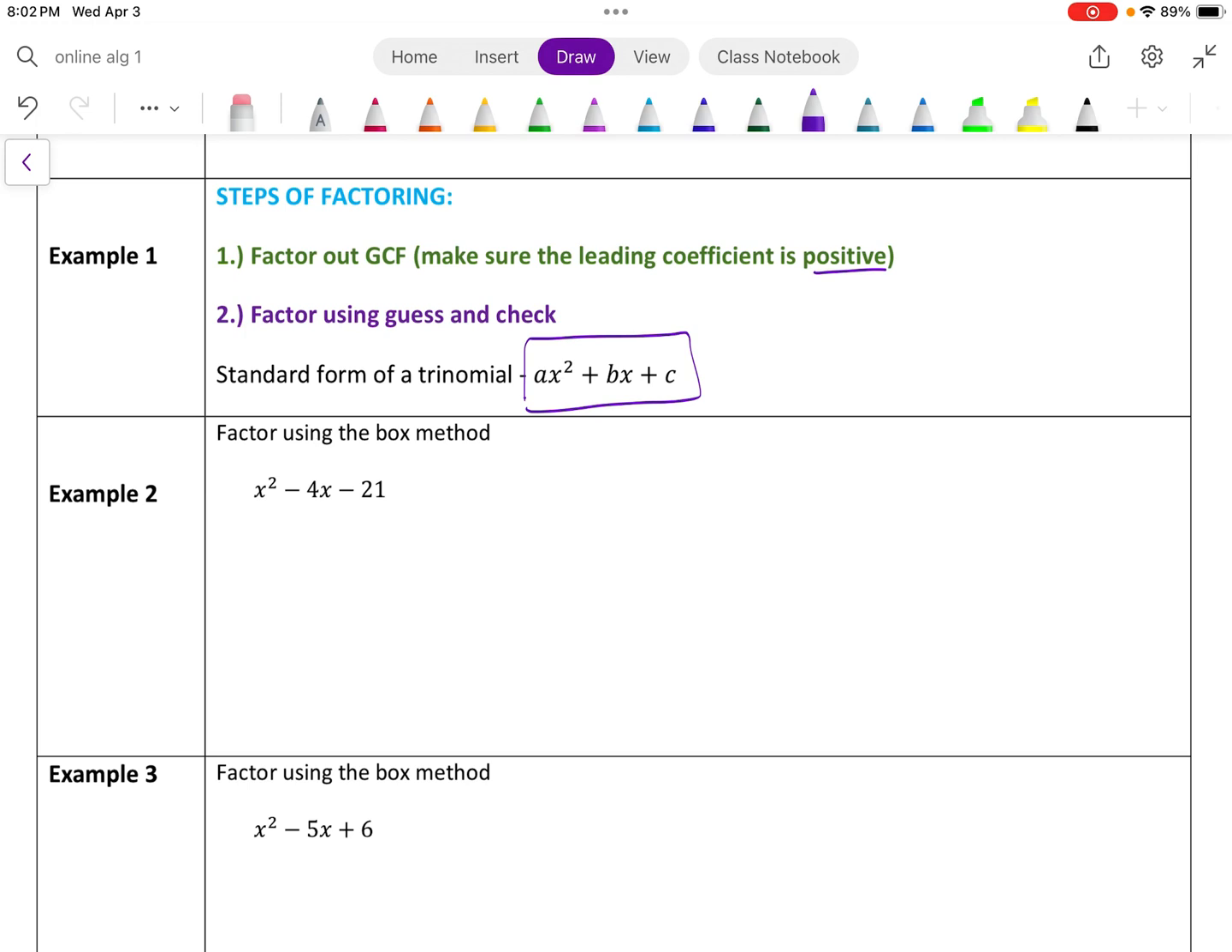plus c. So when I say a, I'm talking about the coefficient of x squared. When I say b, I'm talking about the coefficient of x, and when I say c, I'm talking about the constant. Let's do a review problem with our guess and check method.